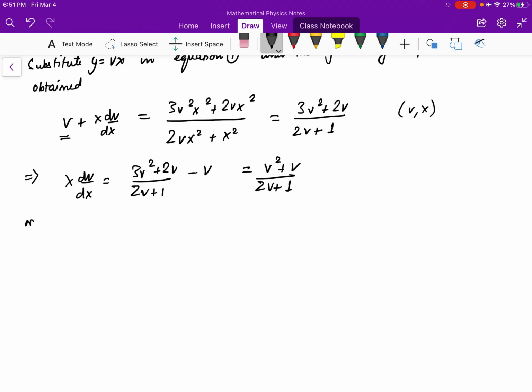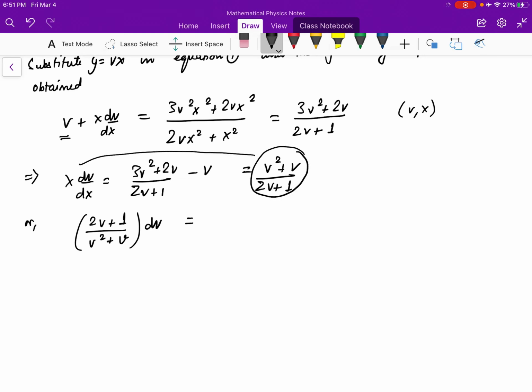So now what we will do is take this expression 2v plus 1 divided by v square plus v, and then we do this substitution, because as you can see, this term over here is equal to this term over here. So we take the term on the right in the denominator and then take x on the right, so that we arrive at this expression.